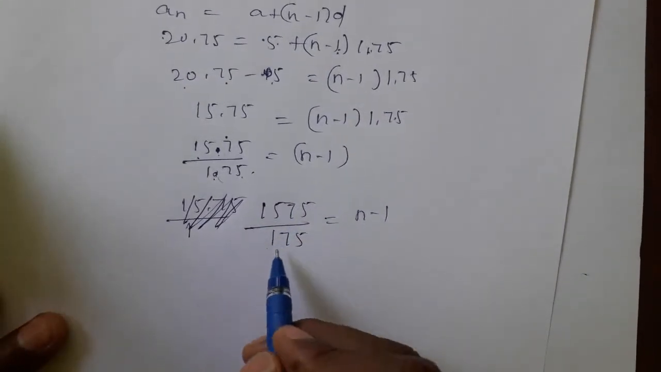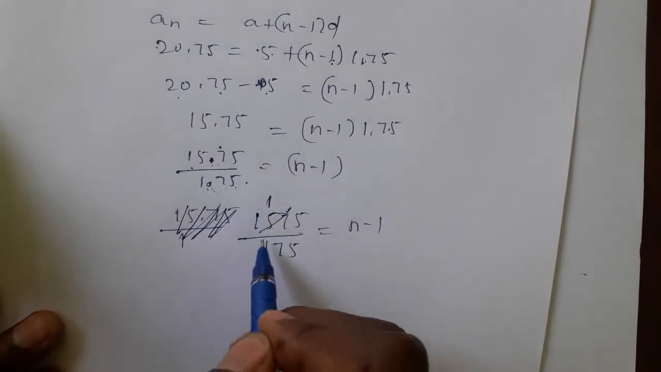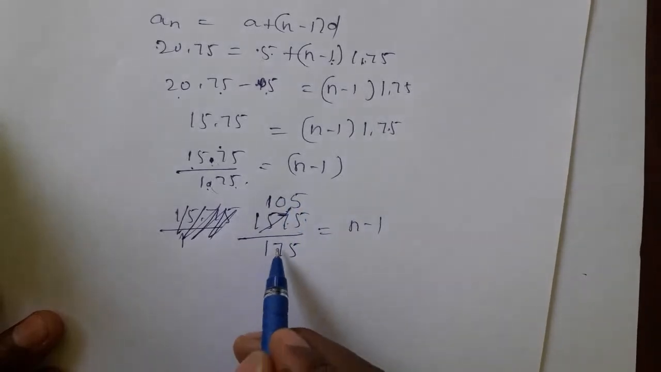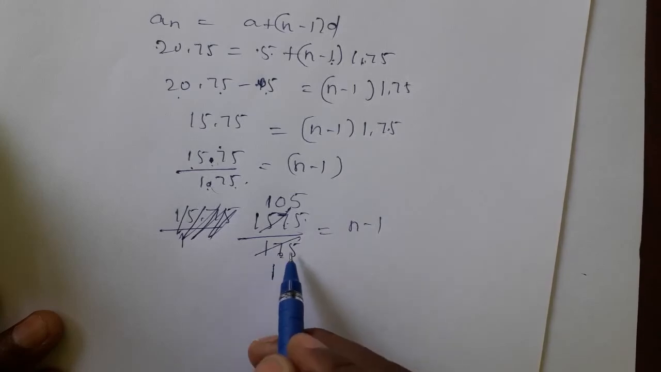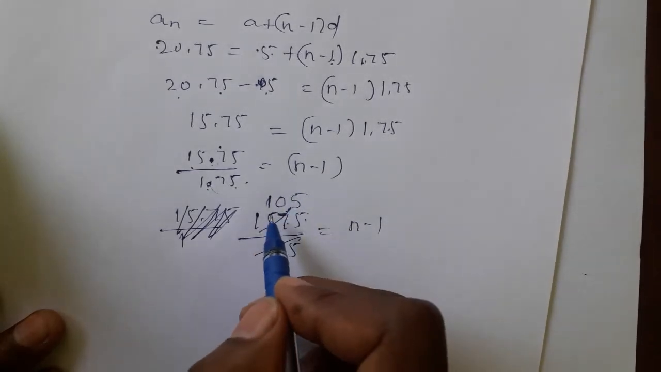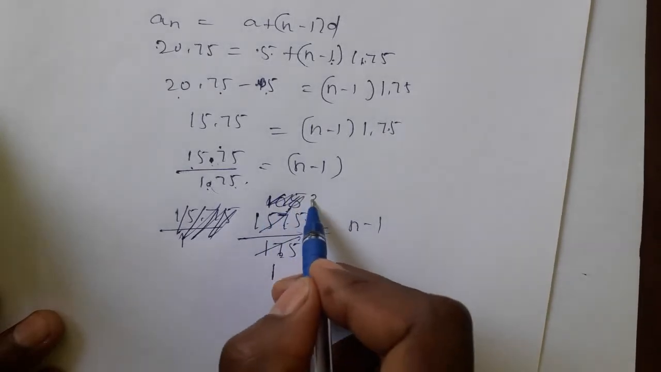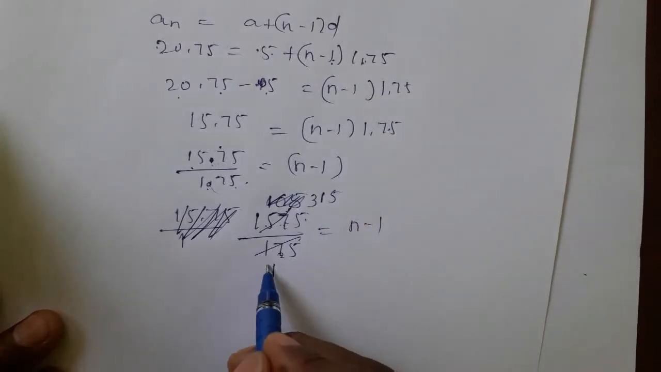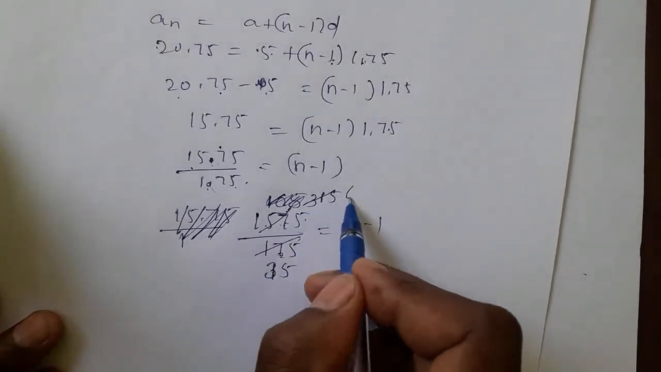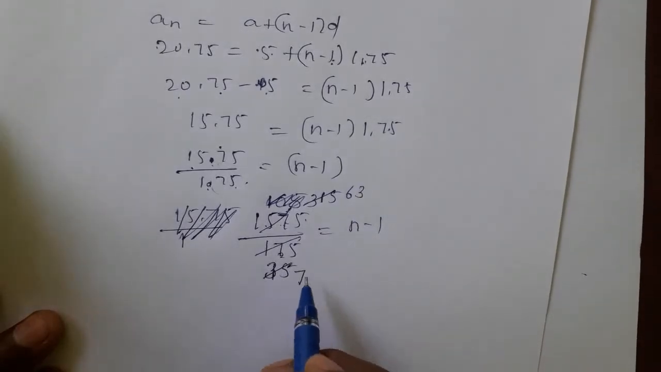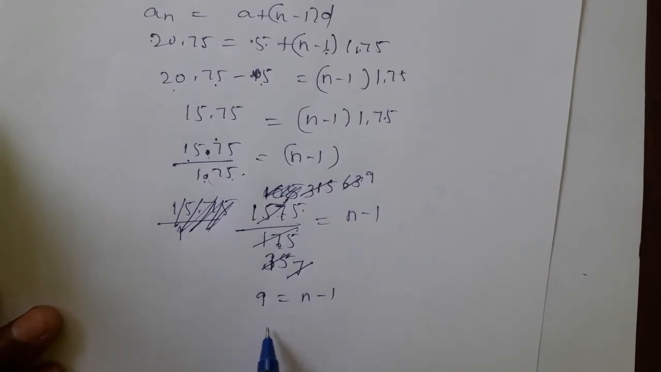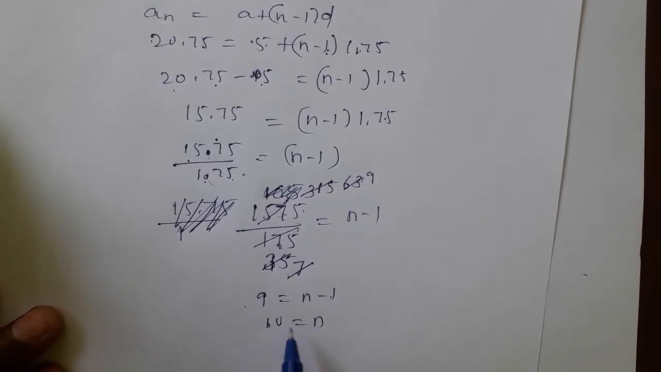We cancel this by taking the 15 table, but 7 cannot be cancelled in 15, so it is better to go for the 5 table only. Dividing by 5 gives 315 over 35, then by 5 again gives 63 over 7. In the 7 table, 7 nines are 63. So 9 equals N minus 1. Bringing minus 1 to this side, 10 equals N.